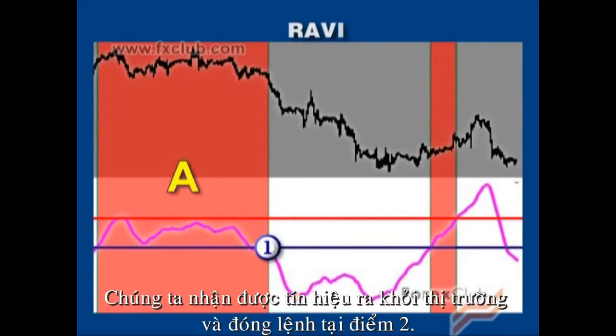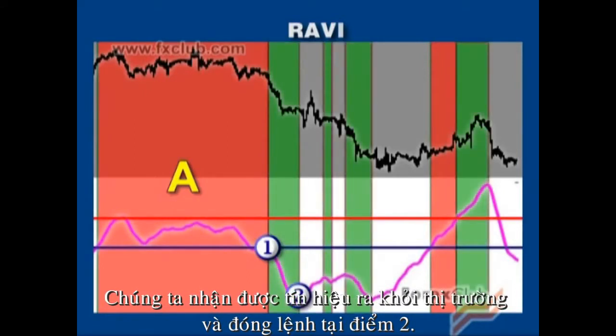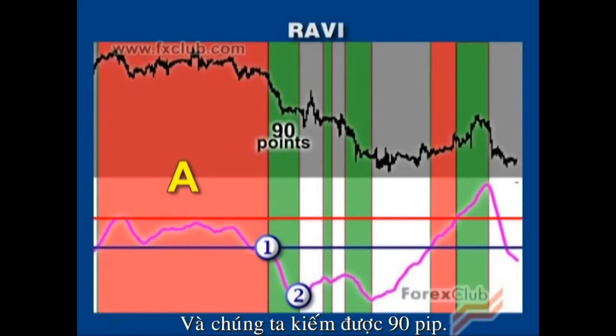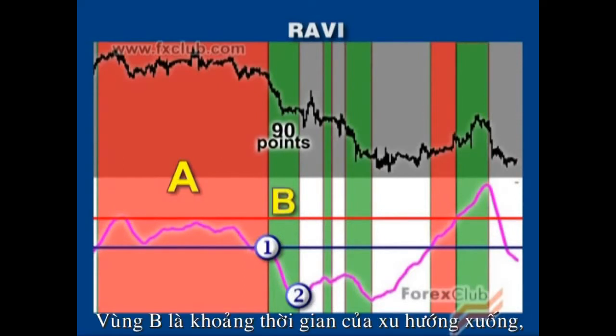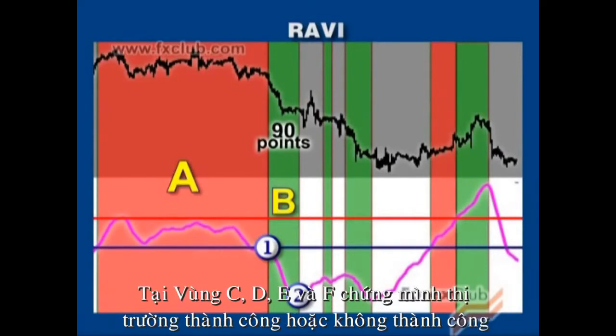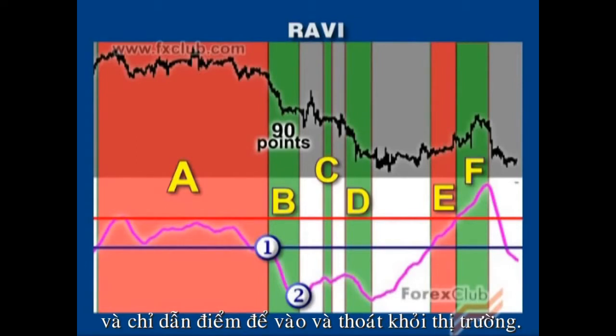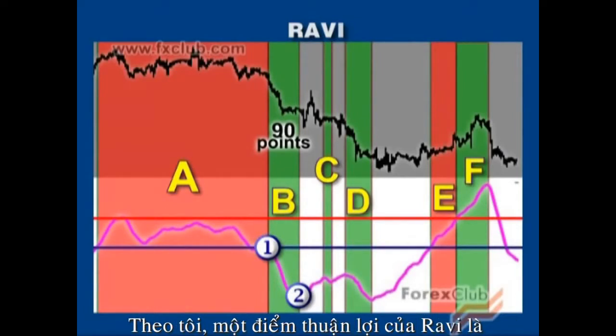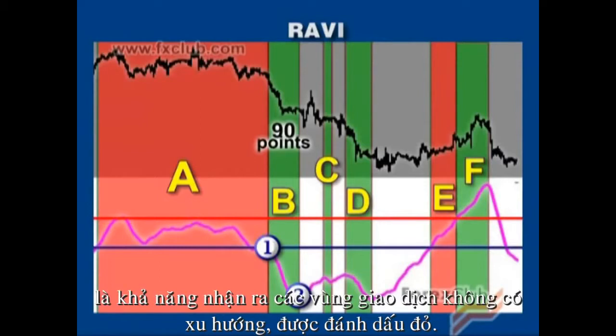We get the signal to get out of the market and close our position at 0.2. That would have earned us 90 points. Zone B is a period of downtrend in which we can go bearish and turn a profit. In what follows, Zone C, D, E and F demonstrate successful and not so successful market entry and exit points. In my opinion, one advantage of Ravi is its ability to identify trading ranges, which we have marked in red.